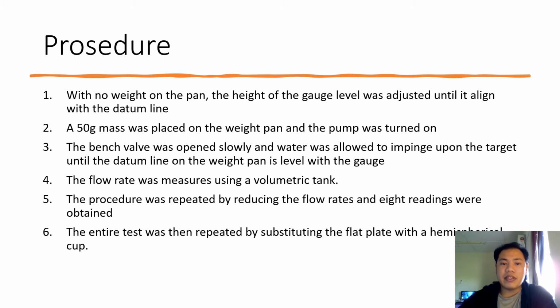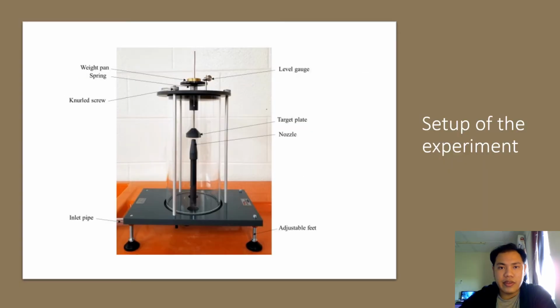The flow rate was measured using a volumetric tank. The procedure was then repeated by reducing the flow rates and 8 readings were obtained. The entire test was then repeated by substituting the flat plate with a hemispherical cup. The image shown in this picture shows the setup of the experiment. Here we can see all the parts of the apparatus.